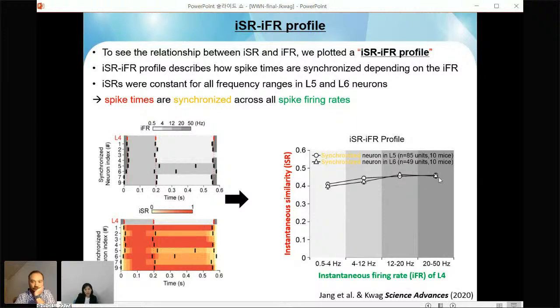Here, this graph is a horizontal line, which shows us that in this control condition, when we are moving the whiskers in our experiments, the spike times are synchronized across all frequency ranges, ranging from 0.5 to 50 hertz. This profile is the one you need to remember to follow the other slides coming. This basically means that layer 4 spikes are synchronized to layer 5 neuronal spikes in spike timing and firing rate within the synchronized packet of spikes.